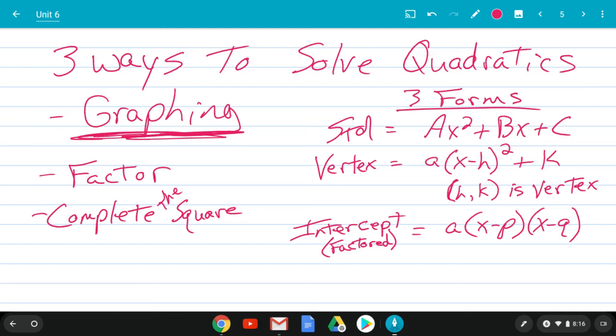There's unit 6.1. I actually, there's going to be a fourth way. Go ahead and cancel that. There's going to be a fourth way, and we're going to start learning that right now. And the fourth way is this. It is section 6.2. It is the quadratic formula.